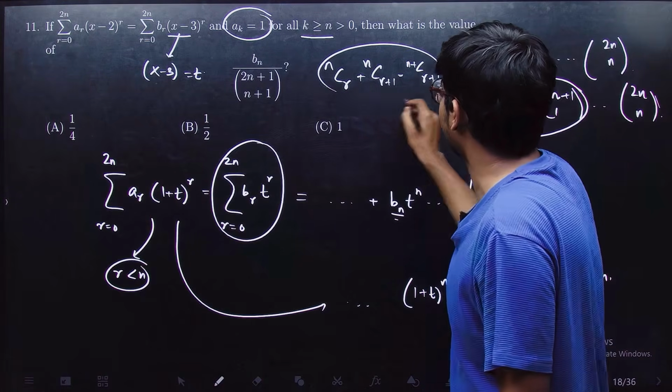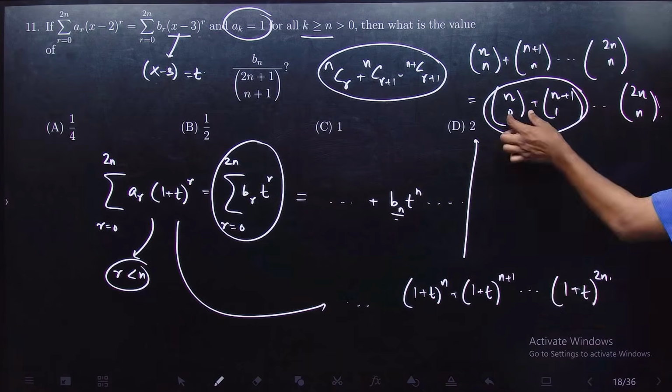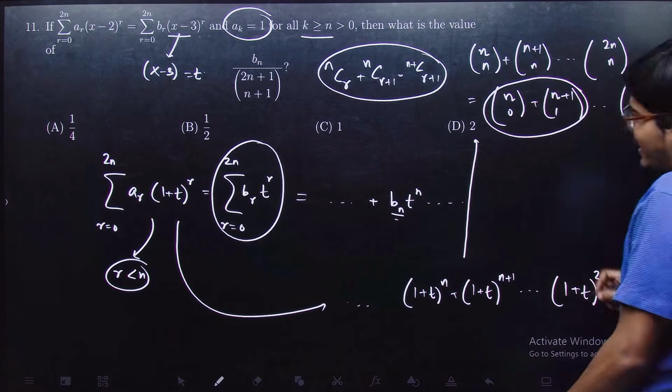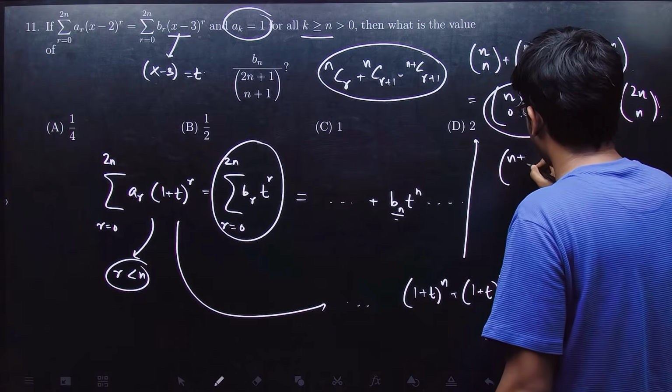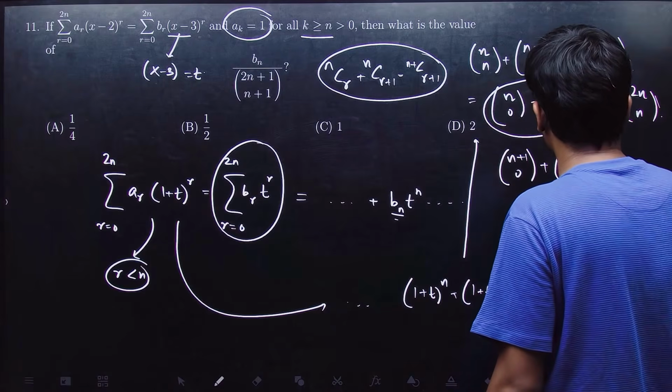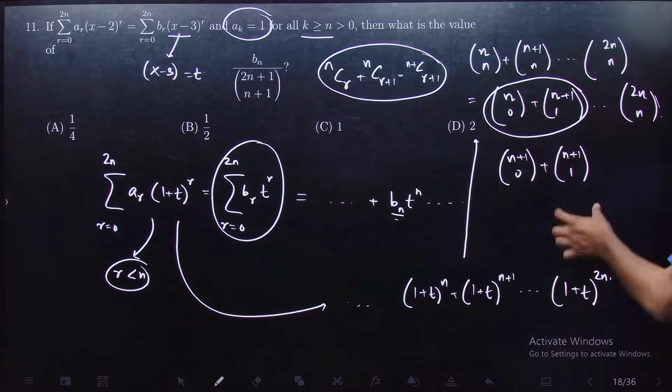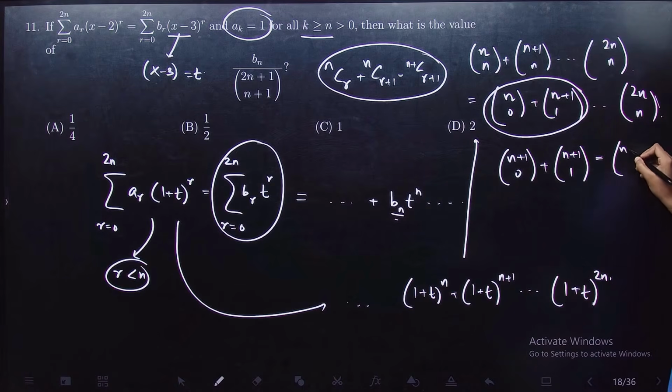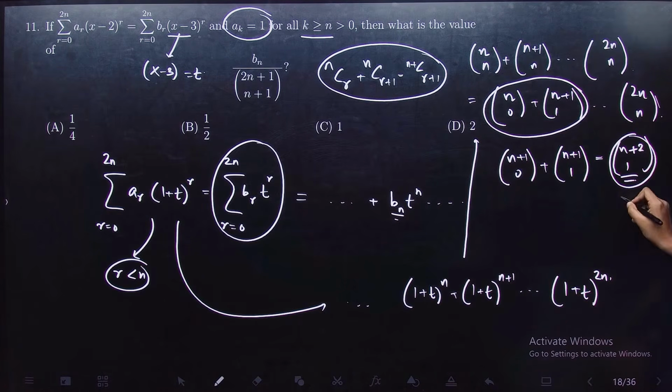The only trick in this question is, instead of writing n choose 0, let's write it as n plus 1 choose 0. So observe that the first two terms are n plus 1 choose 0 and n plus 1 choose 1, which is nothing but n plus 2 choose 1. Now see, the next term is n plus 1 choose 2, so this plus the next term, which is n plus 2 choose 2, these two will combine to give you n plus 3 choose 2.